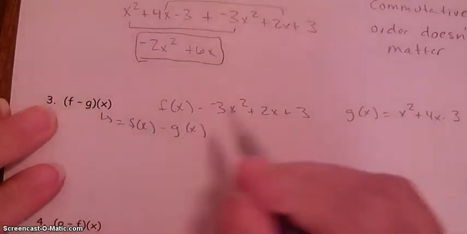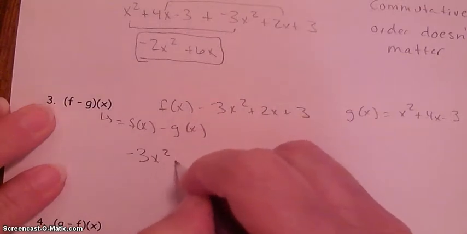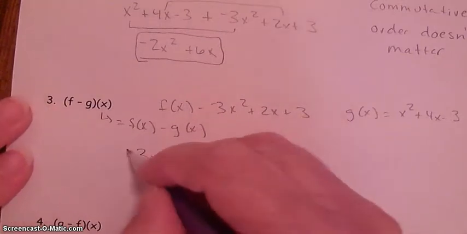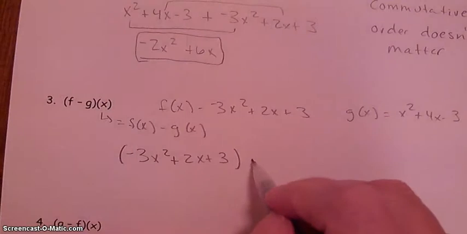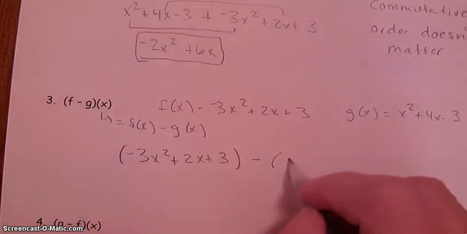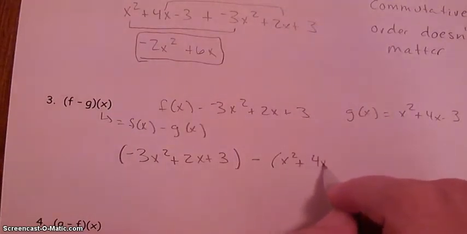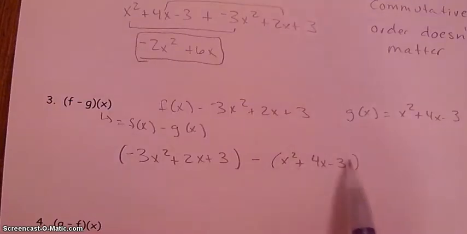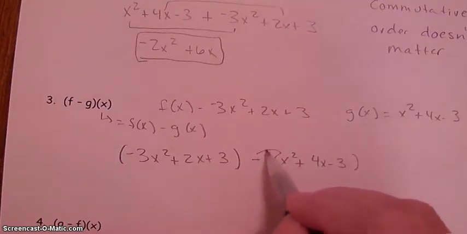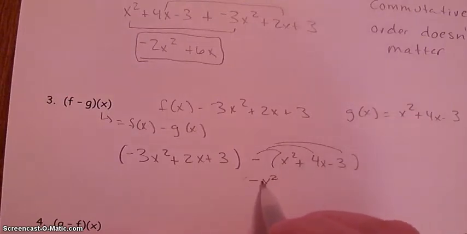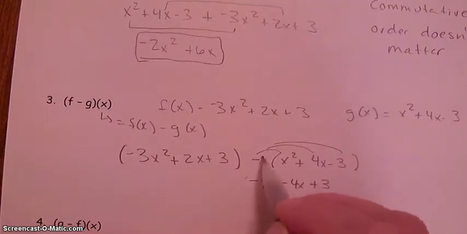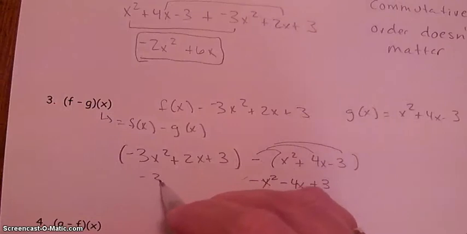So I'm going to bring down my f of x, minus 3x squared plus 2x plus 3. And this time I'm going to put this one in parentheses. I know I didn't do that with the addition because with addition we don't really need to worry about the minus signs, but in subtraction we do, because when I go to minus the second one, I have x squared plus 4x minus 3. Remember, we're subtracting this whole second quantity, so this negative gets distributed to everything in this. So this becomes a minus x squared, a minus 4x, and then a plus 3, because you're basically multiplying it by a negative 1. And then the first one stays the same.